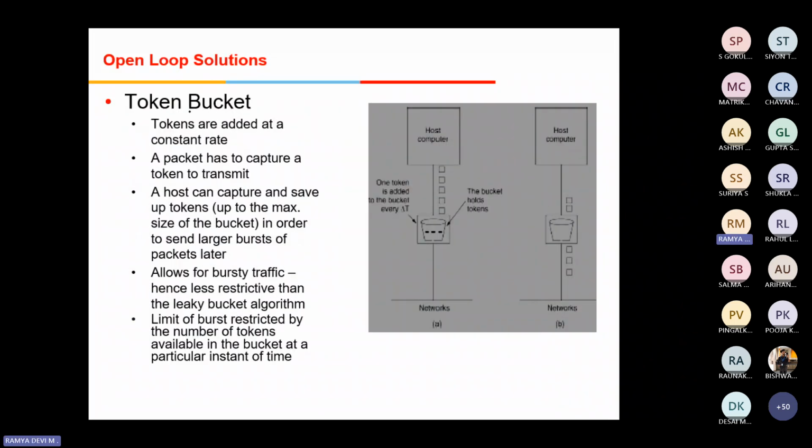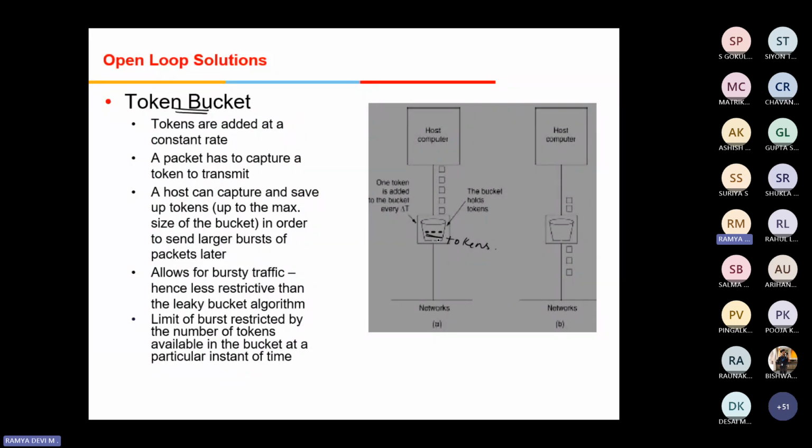So this is another algorithm, that is the token bucket algorithm. That was the leaky bucket algorithm, and the next one is the token bucket algorithm. This also comes under open loop congestion control mechanisms, to prevent congestion and to allow controlled bursty traffic. So there is a bucket which will be holding the tokens. These are the tokens.